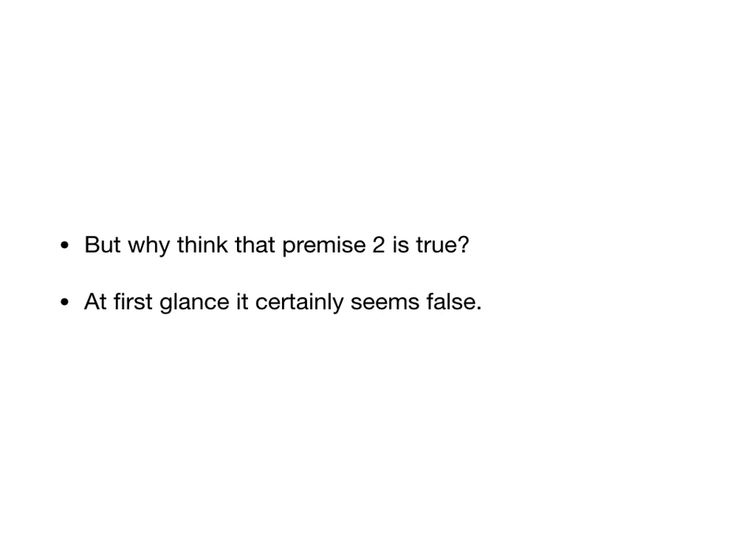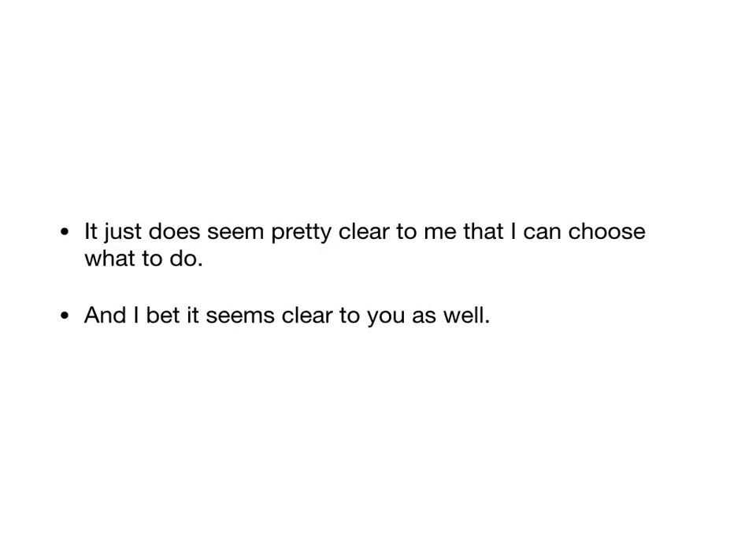Now look, I think we should have some doubt here about premise two, right? At first glance, premise two seems false, right? Why do I say that? Well, look, it just does seem to me pretty clear I can choose what to do, right? I'm actually doing it now, sticking my left arm straight up in the air like I'm raising my hand in class, right? You could do that too if you chose to. You might be saying, that's silly, I'm not going to do that sitting here listening. But you can choose whether you do this, right?